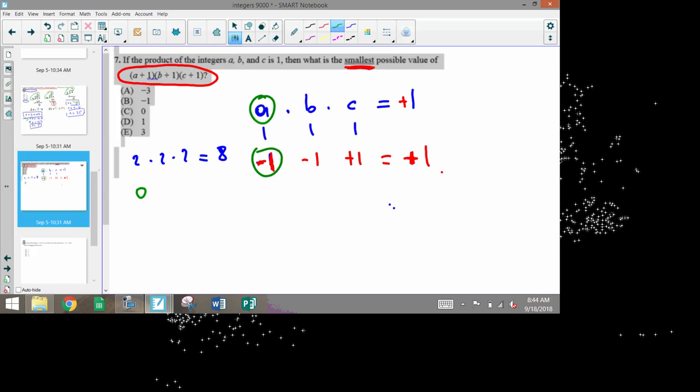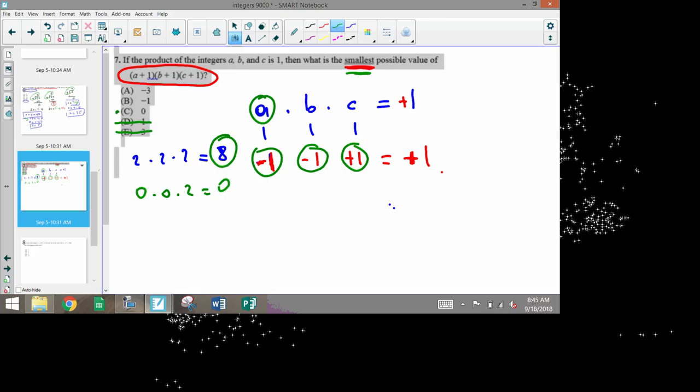Okay, just in case, let's complete the question. B is equal to -1. So -1 plus 1 gonna be 0. And C is equal to 1. 1 plus 1, 2. The result is going to be 0. But saying smallest, that makes way more sense than 8, right? So I found 0 is smaller than 3 and 1. I can eliminate that too.